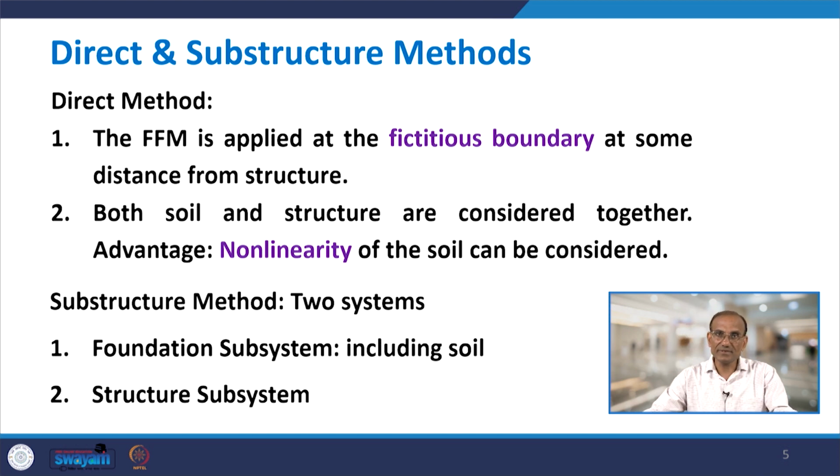There are 2 ways of carrying out the soil structure interaction analysis. The finite element, FFM stands here for the free field motion, which is applied at the fixed boundary at some distance from the structure. Both soil and structure are considered together in the direct method, and the advantage is that nonlinearity of the soil can be considered. While in the substructure method, the 2 systems, the foundation subsystem including soil and the structure subsystem, are considered separately.